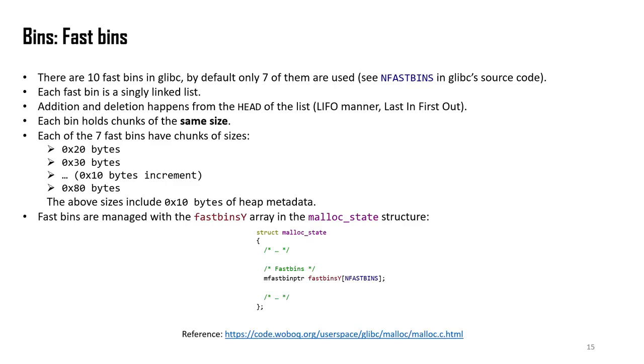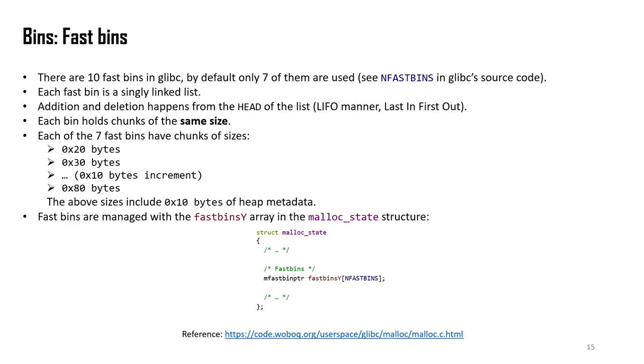Next, we have fast bins. Fast bins are really similar to TCache bins, except that they are shared among all the threads. There are 10 fast bins in glibc, but only 7 of them are used for some reason. I don't know why. Each bin is a singly linked list that works in a LIFO manner, meaning addition and deletion happen from the head of the list. Each bin holds chunks of the same size. The first bin holds chunks of size hex 20 bytes, while the 7th bin, the last bin, holds chunks of size hex 80 bytes, an increment of hex 10 again. And of course, these sizes include the heap metadata.